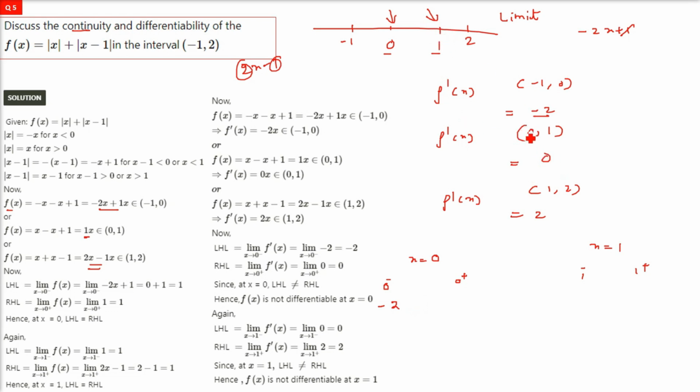When you go from 0 to 1, it is going to be 0 because f dash x is already a constant. Just below this 1, it is going to be 0. Above it is 2. Minus 2 is not equal to 0. That is, the left hand derivative and right hand derivative are not equal at x equals 0. This is not the RHL, this is basically just the derivative. So the left hand and right hand derivatives are not equal at x equals 0 and at x equals 1.